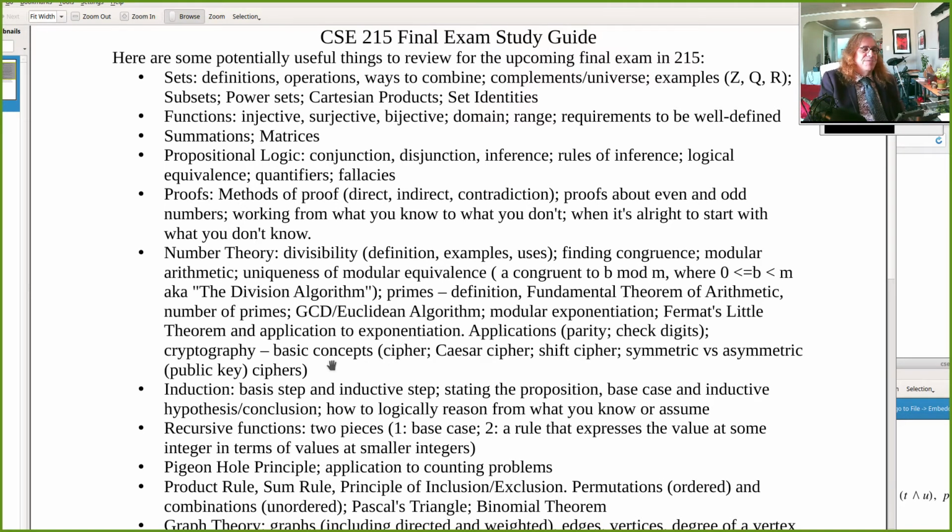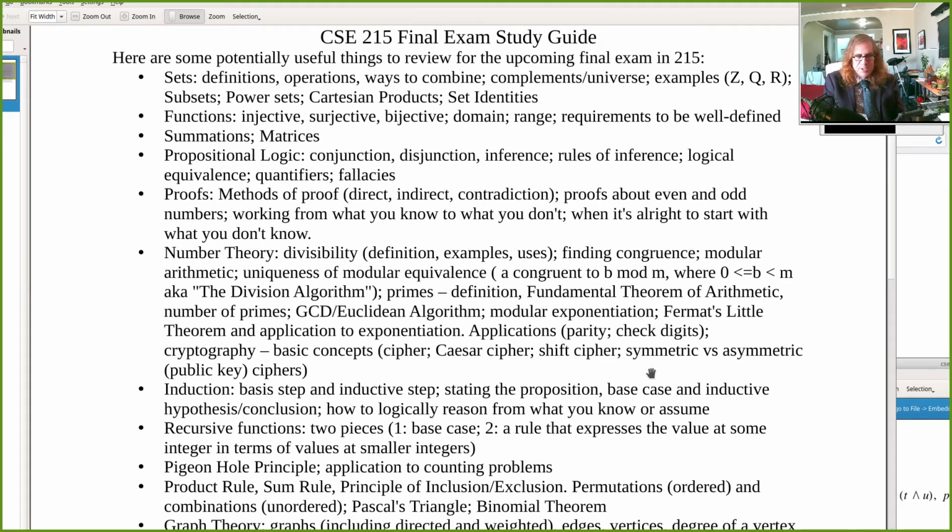Cryptography. What do I want you to know about cryptography? You should know what a cipher is. It's a way to change plain text into jumbled up text that's not directly readable. We talked about two particular ciphers. A Caesar cipher, which is just replacing these letters with those letters, sometimes called a shift cipher. This is the decoder ring. So let's replace A with E and B with F and C with G and so on. A Caesar cipher is a shift cipher.